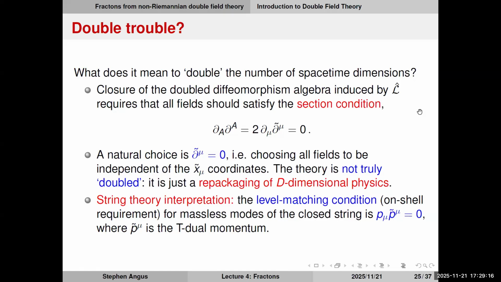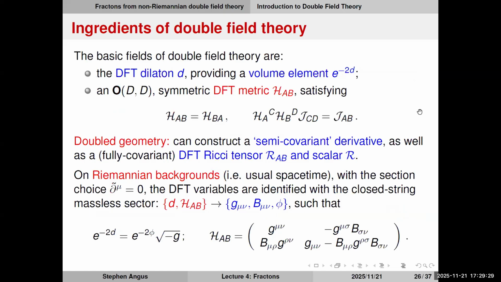And it's related to the level matching condition in string theory between the momentum modes and winding modes, if you think of compactifications in T-duality. But that's not important right now. So the main ingredients of double field theory are, there's a DFT dilaton, which provides a volume element for every action. This is important for O(D,D) symmetry, but it's not so crucial here.